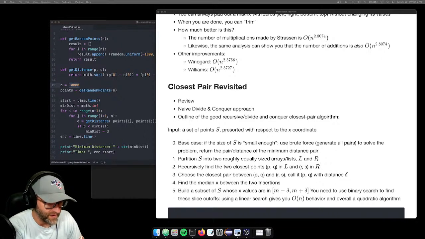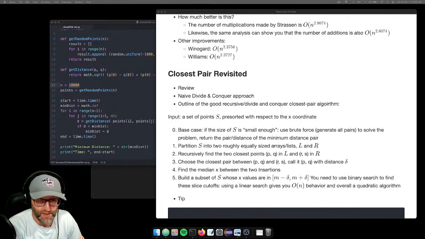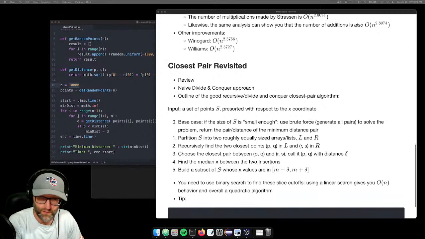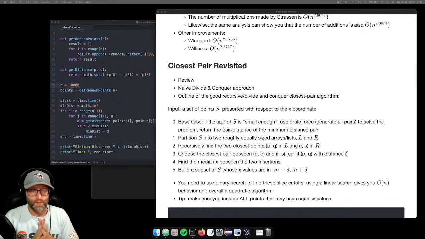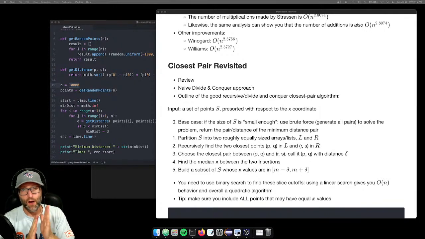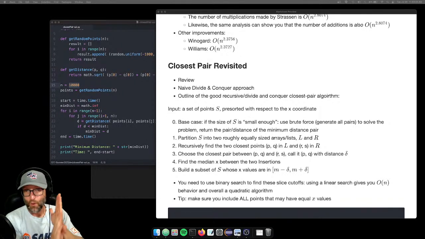Oh, sorry. I was looking at my notes here. And here's another tip that I found when I programmed this. Make sure you include all points that may have equal x values. Right? So what I mean by that is you could use binary search to find that cutoff. Say that the cutoff is 5. Right? But there are other points over here, above and below it, with the same x value, but different y values. So you need to make sure that you include all of those.